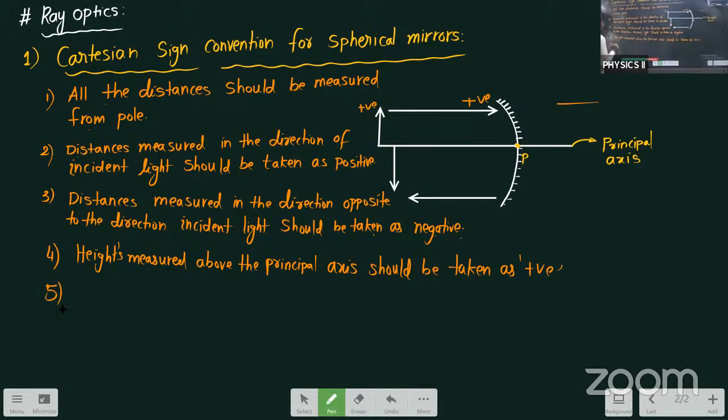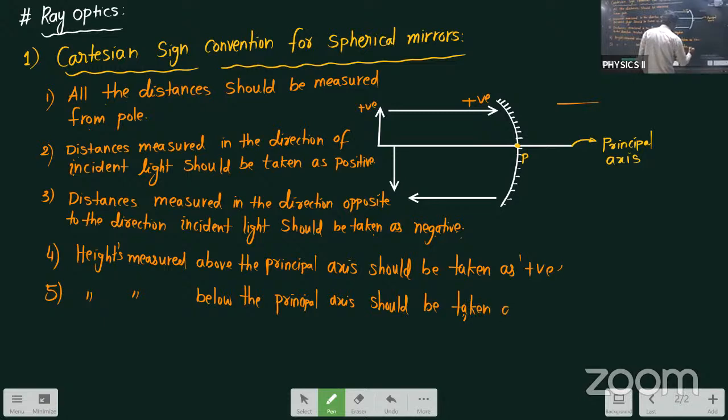Last point: heights measured below the principal axis should be taken as negative. So these are the 5 points you are supposed to remember in order to answer this question. What is that question? What are the Cartesian sign conventions for spherical mirror?